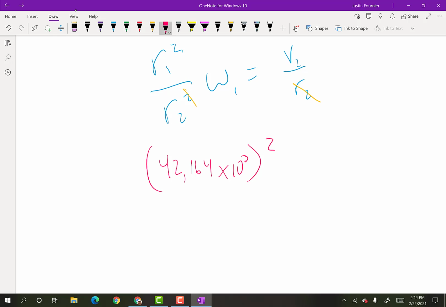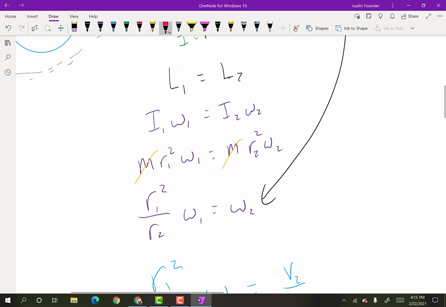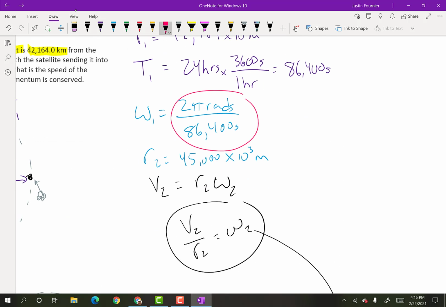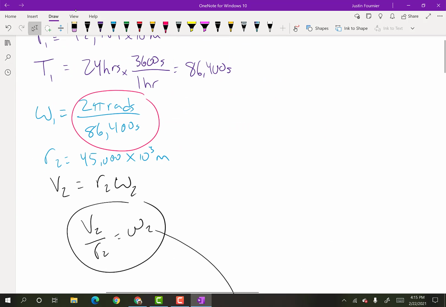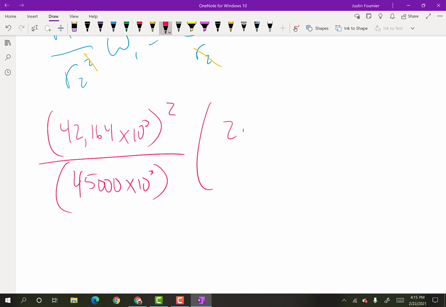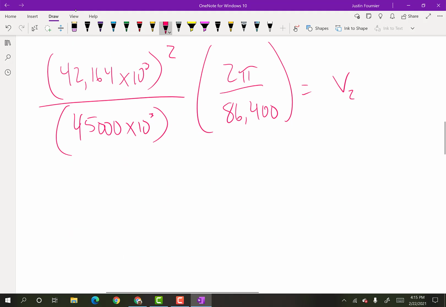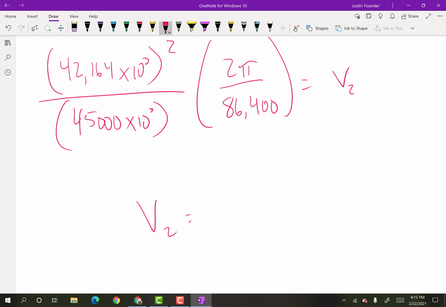Squared, divided by r2, which is 45,000 times 10 to the 3. And then multiplied by omega 1, which we found out was all this mess right here, 2 pi divided by 86,400. All right, and that's v2. So that's a bunch of nonsense, but I can plug that into my calculator. Shouldn't be too big of an issue.